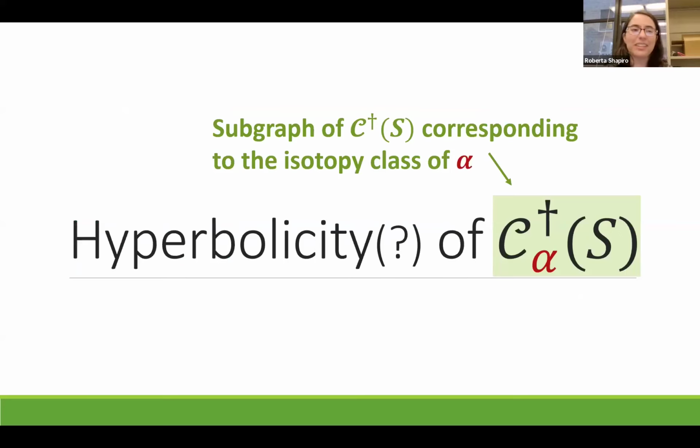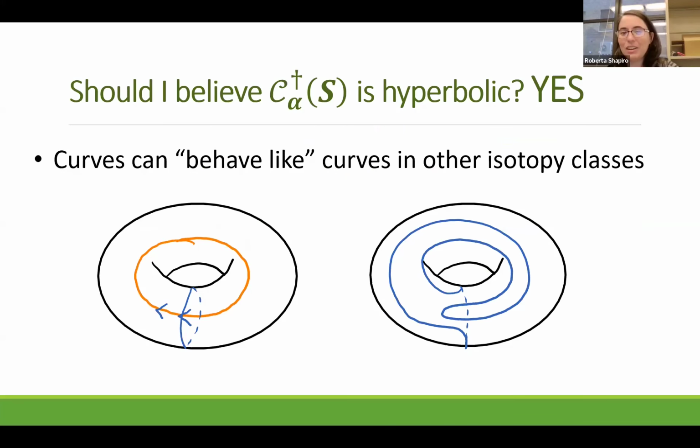So what I'm about to do is try to convince y'all that this single isotopy class subgraph is hyperbolic, and then I will try to convince you that it is not hyperbolic, and then we're going to see what wins. All right, so the first thing is, should I believe that this subgraph of the fine curve graph is hyperbolic? Well, maybe we can say it's hyperbolic if it acts similarly to the entire fine curve graph. So in other words, can curves in one isotopy class mimic how curves in other isotopy classes behave?